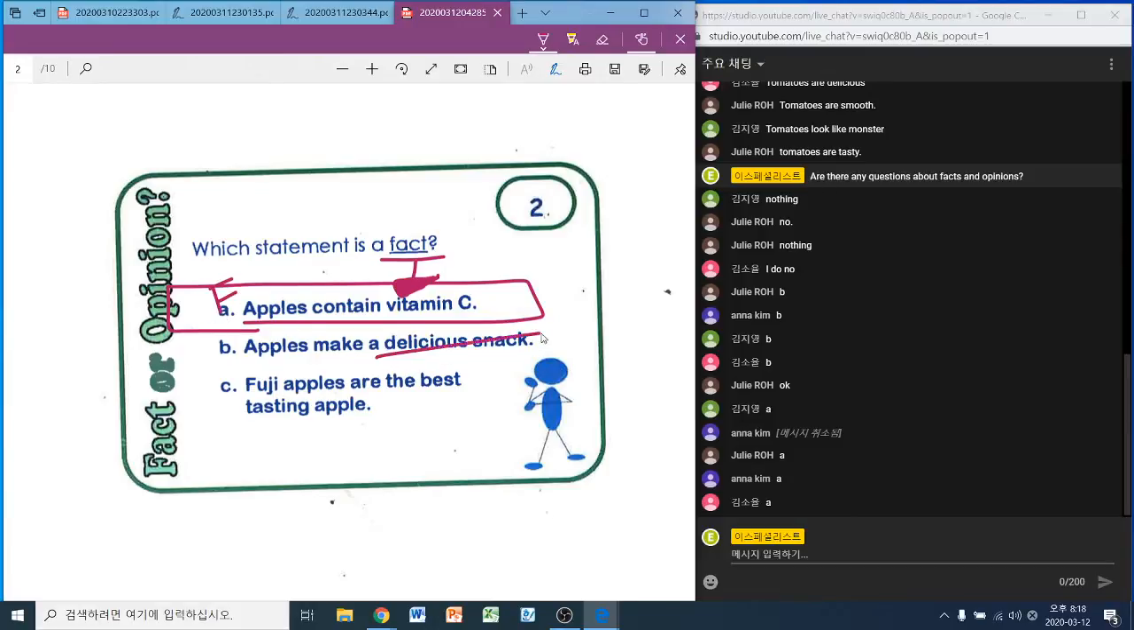This is an opinion. Delicious snack. Some people might think it's delicious. Some people might think it's not delicious. Okay? This is an opinion.